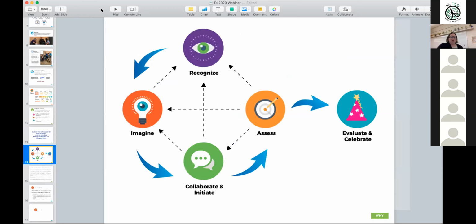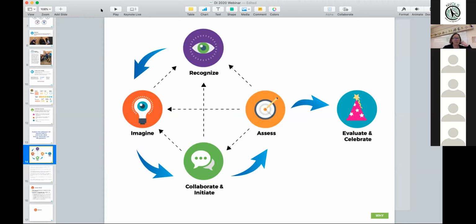They use their own version of this. They call it imagine, recognize, collaborate, initiate, assess, and then evaluate and celebrate. And their vision is that it is supposed to be fun. It's exploring STEM or STEAM concepts in a hands-on environment that students have fun with. It's creative problem solving. It is 100% kid powered, right? It is learner centered. They have to imagine the solution. And it is friendly competition.